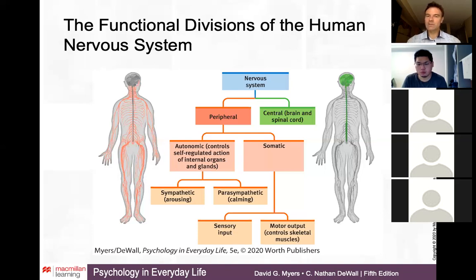And the somatic, as I have said earlier, divides into sensory input and motor outputs or skeletal muscles. So again, when I decide to pick up this cup, then I'm using my skeletal muscles, because the motor neurons are connected to muscles, and they relax and contract muscles to engage in specific behaviors or actions.